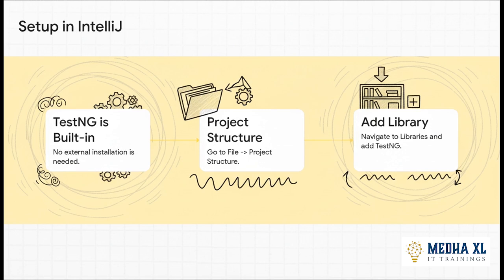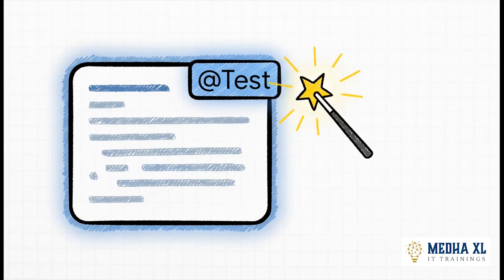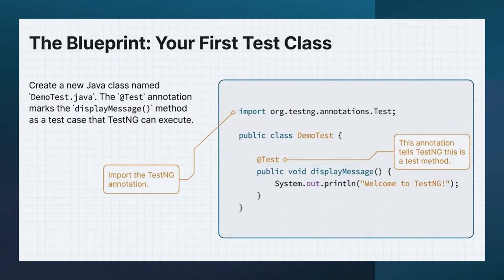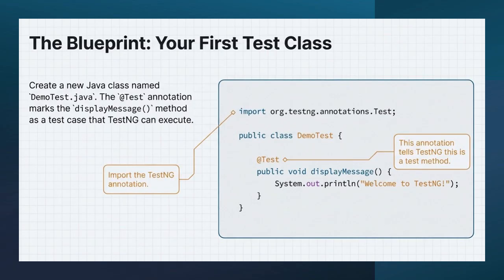It couldn't be simpler. Okay, setup's done. Now for the fun part. Let's actually write some code and see this thing in action. It's time to create our very first test script. So how do we tell TestNG that something is a test? It all comes down to this one simple line, the @Test annotation. You can think of it like a magic wand. You just place this little tag right above any method, and you've basically told the framework, hey, this method right here, it's a test case. I need you to run it.